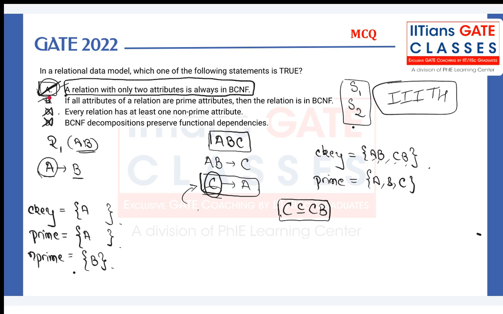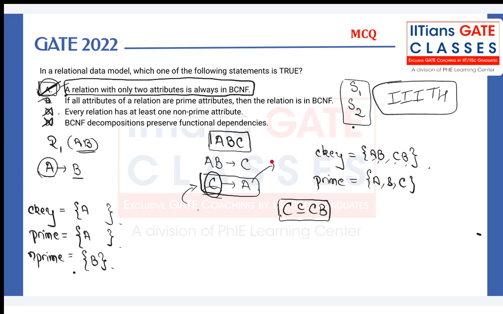Please try to clear this concept out. It's not that A is a prime attribute, so you will say, okay, done. In 2NF, if anywhere you get a proper subset of a candidate key in a functional dependency, it is no longer in 2NF. Only when it is in 2NF do you look at 3NF. Here it does not qualify 2NF only because there is a partial dependency.